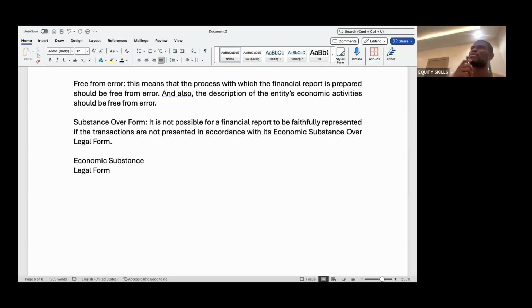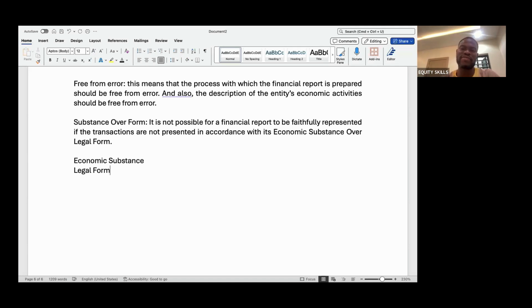So you would appreciate, I believe, that as we move on, as I continue to teach you standards, I want you to always bring your mind back to this conceptual framework, because everything is on this set of principles in this conceptual framework. Everything we are going to be teaching you in reporting generally. So that is substance over form.